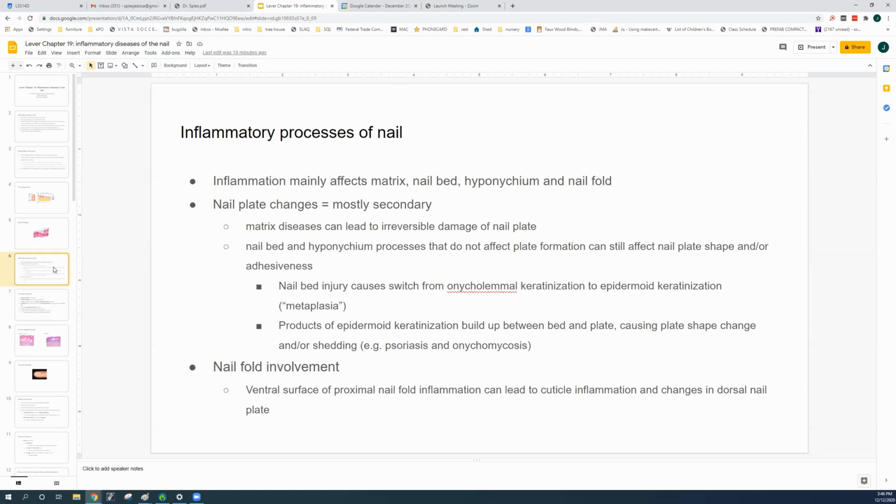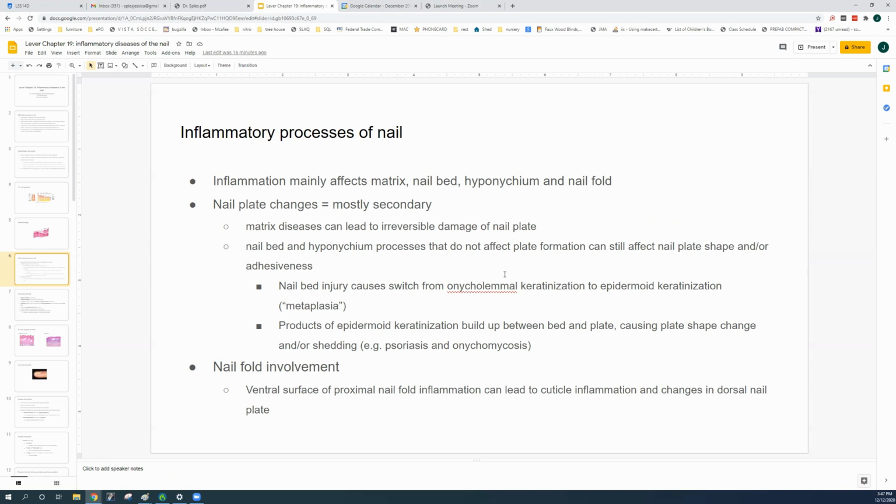So inflammatory processes of the nails mainly affect the matrix, the nail bed, the hyponychium, and the nail fold. Nail plate changes are mostly secondary. Matrix diseases can lead to irreversible damage of the nail plate, and that's important to know because you want to get things early in terms of treatment.